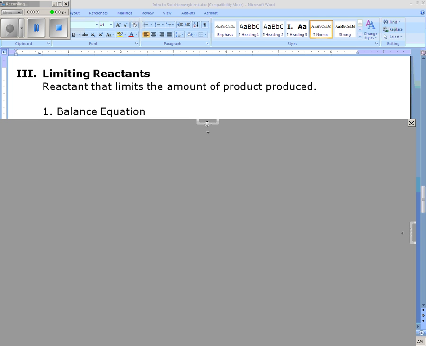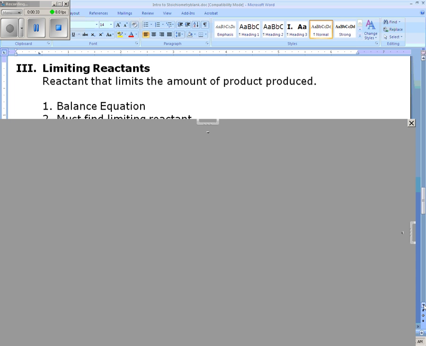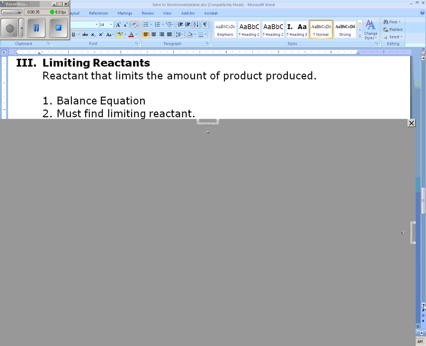Okay, the steps to find limiting reactant. First, you need to balance your equation, always. Sometimes the problem doesn't really say anything about a limiting reactant, but I'll show you what the problems will look like and how you'll know you'll have to find the limiting reactant.